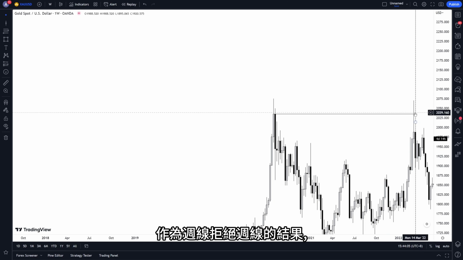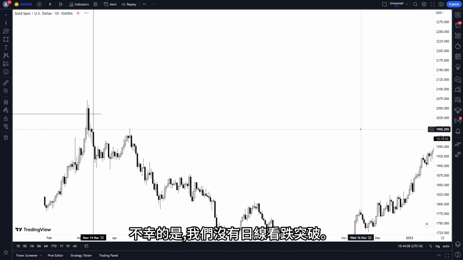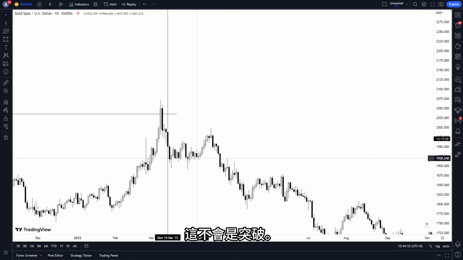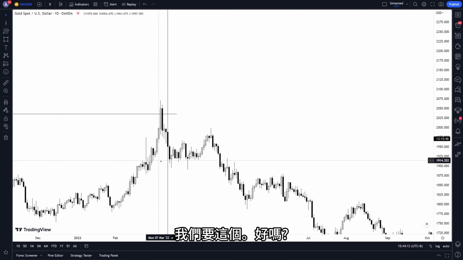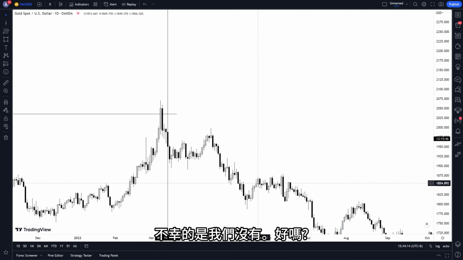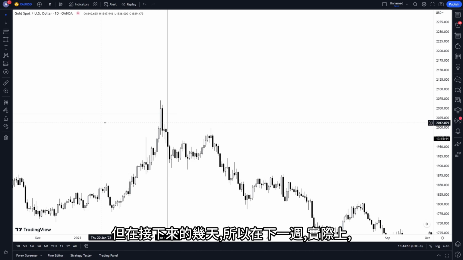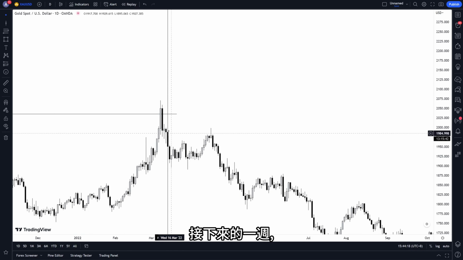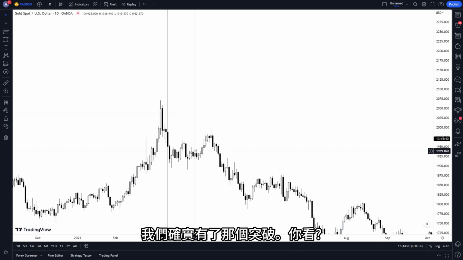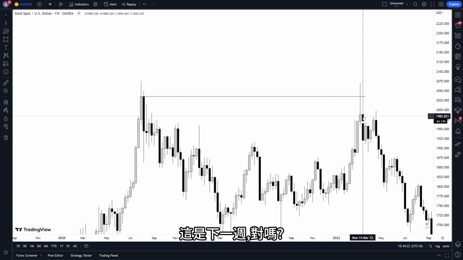So in this case, as a result of the weekly reject weekly, unfortunately, we don't have ourselves a daily bearish breakout. This is not considered a breakout. We want this one. Okay, we don't have that, unfortunately. But in the coming days, so in the next week, actually, the following week, we did indeed have ourselves that breakout. You see, this is the next week, correct?